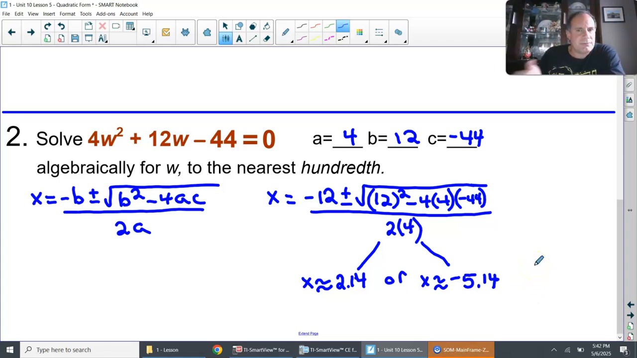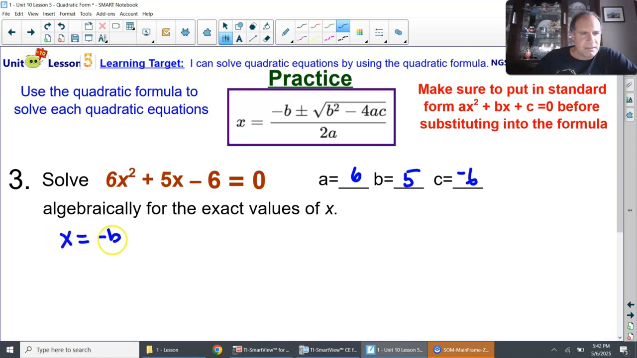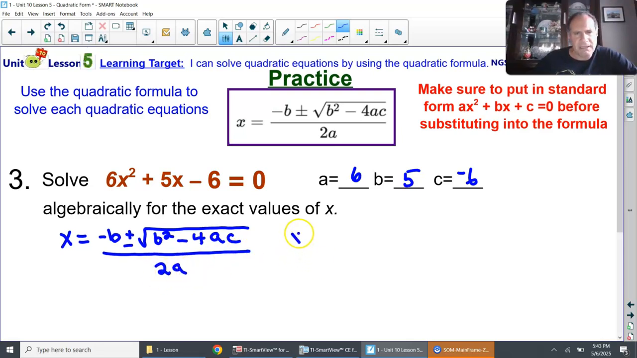Normally you would put the negative first, but I don't think they're going to have any problem with you arriving at the roots that way. This is in standard form again. So 6, 5, and negative 6. So we're just going to put the quadratic formula down. X equals negative b plus or minus square root of b squared minus 4ac, all over 2a.